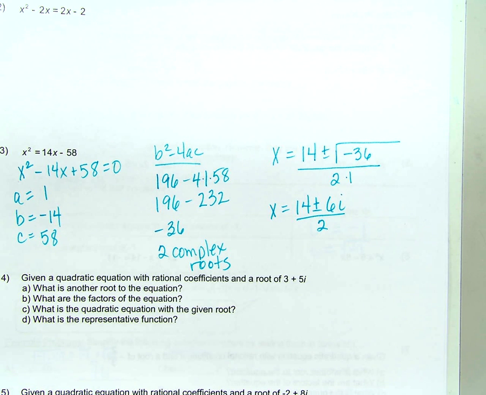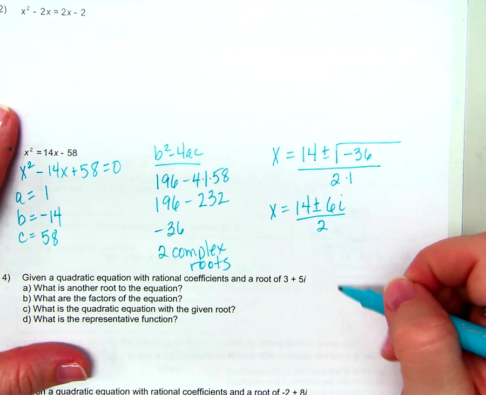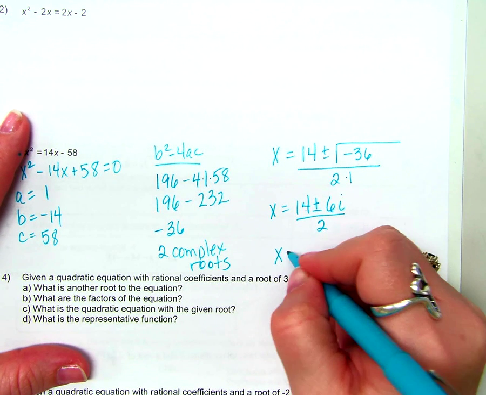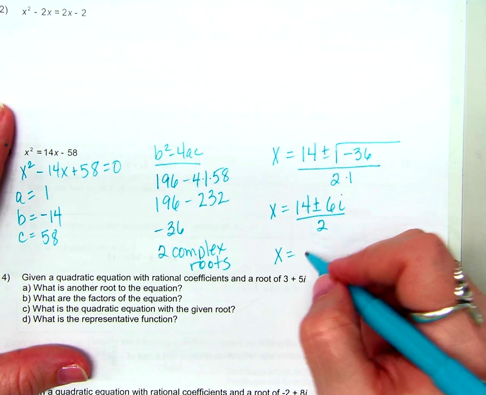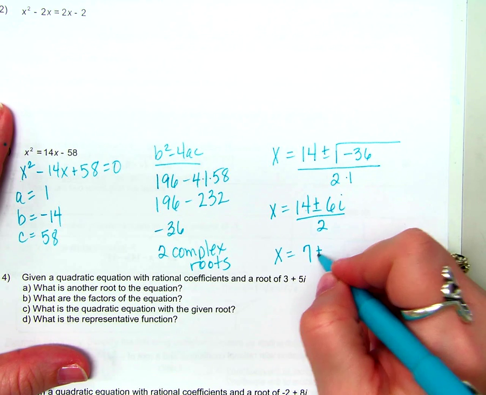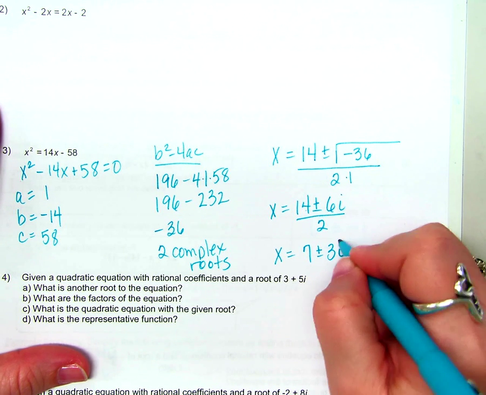Can you go ahead and simplify that down? That's a good question. Yes, you can. Are both of these terms divisible by 2? Then divide them both by 2. 7 plus or minus 3i.